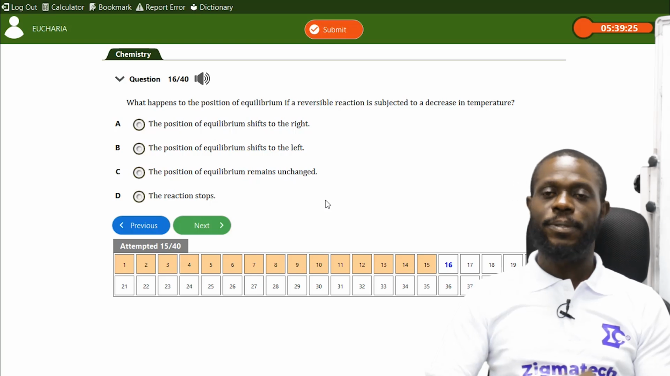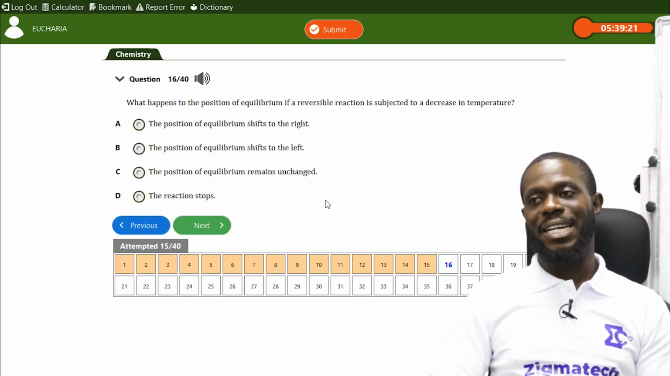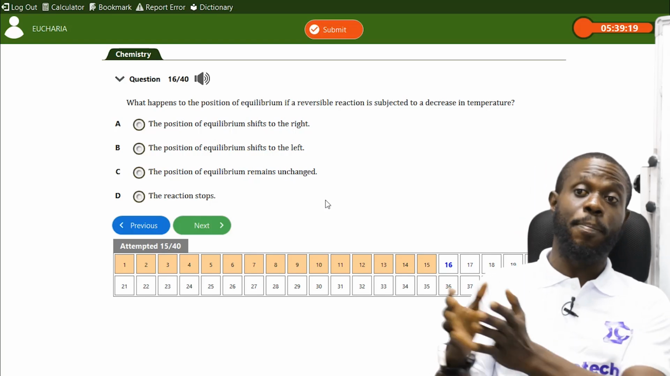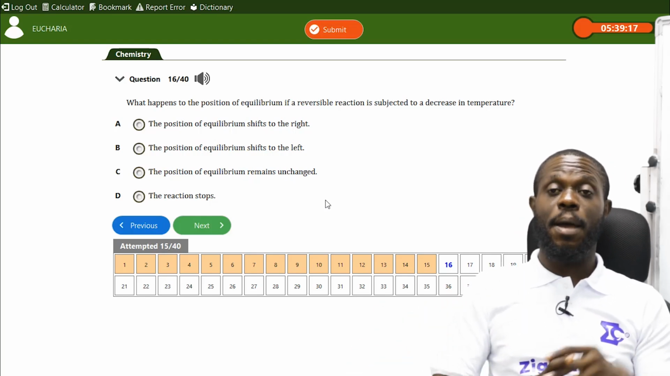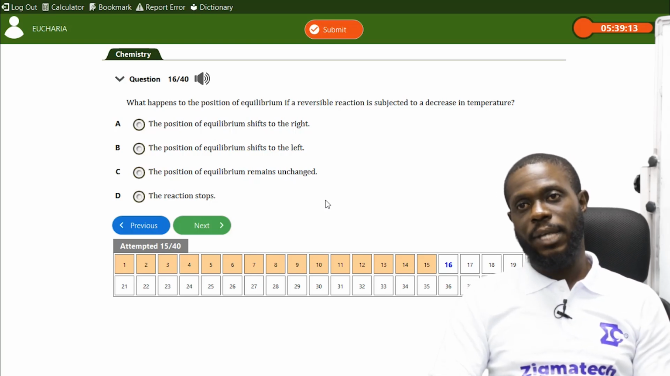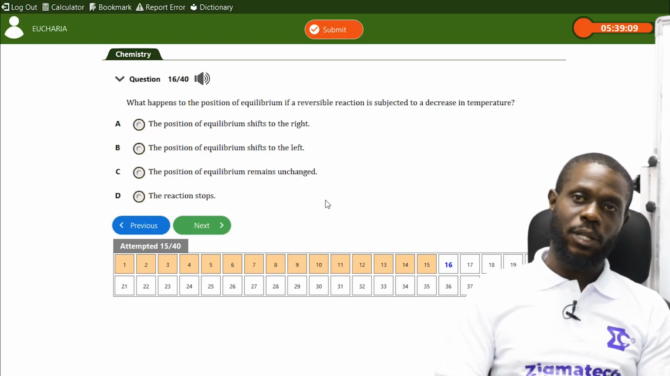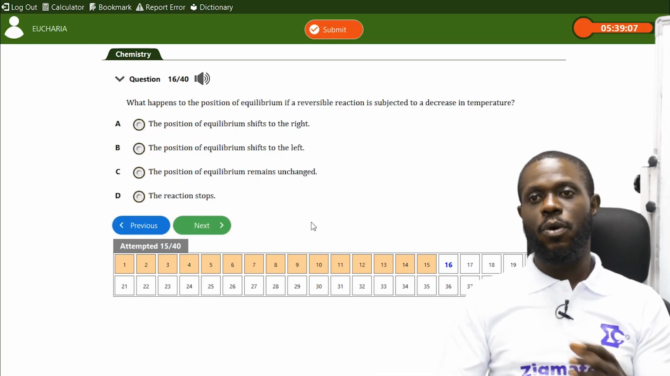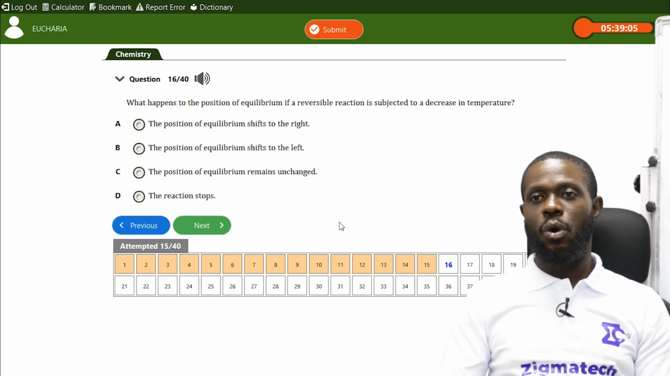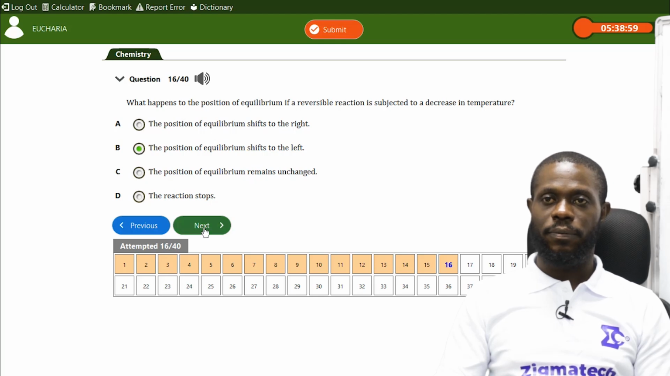If the reaction stops, then there's no reverse reaction. If the position of equilibrium shifts to the right, that means the right talks about the product. Remember, every chemical reaction has two sides. The left is the reactant, while the right is the product. So the equilibrium shifts to the left. So the correct answer is B, shifts to left.